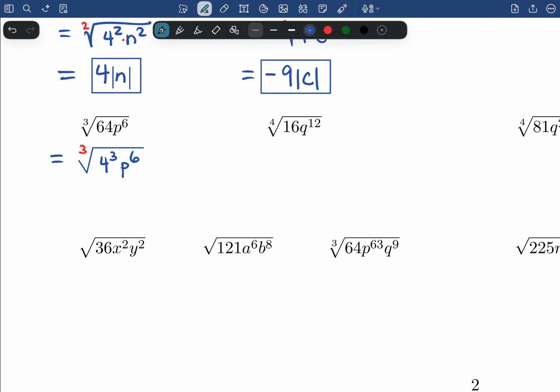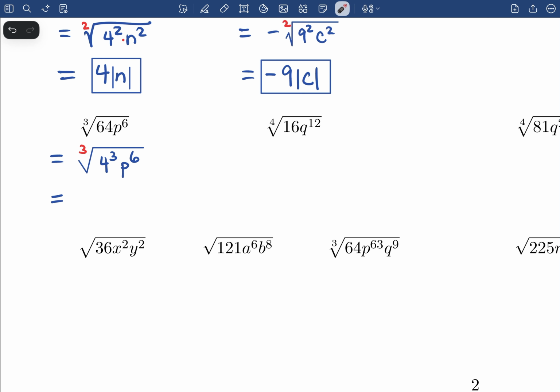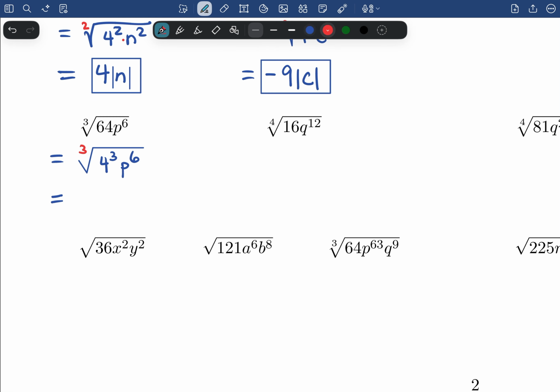Now, to make your life easy, just think of taking each piece and taking that power and dividing it by the index value, since everything's multiplied in here, right? So we have a product of stuff. So I'm just going to say, well, 4 to the 3 divided by 3 is 4 to the first. That's my answer there. And p to the 6 divided by 3, 6 divided by 3 is 2. So I get a p squared. Now, because this was an odd index, I don't have to worry about an absolute value symbol at all. No worries.